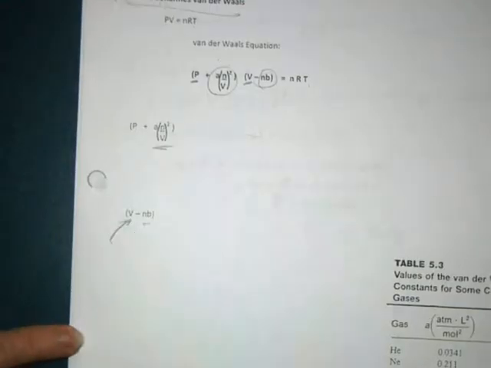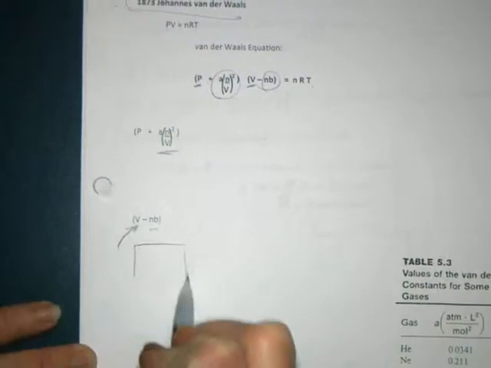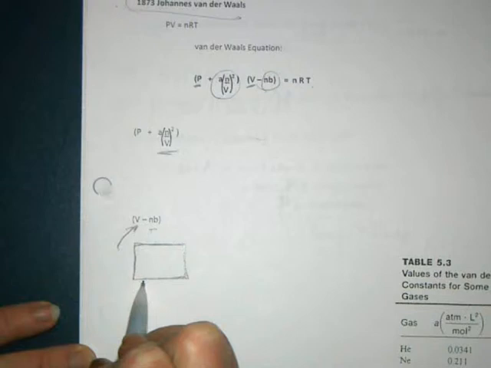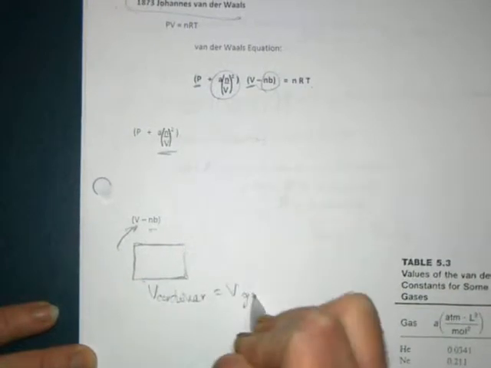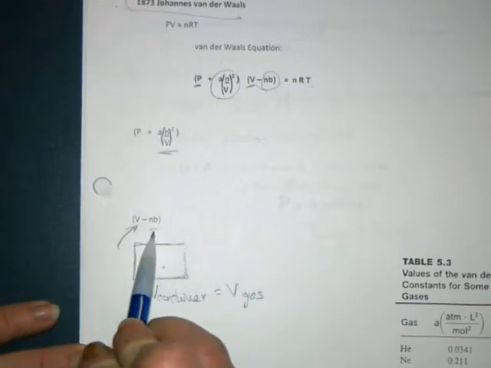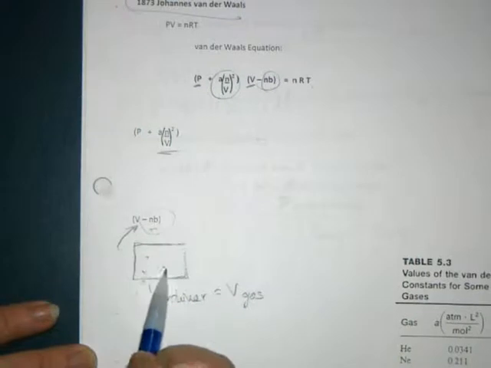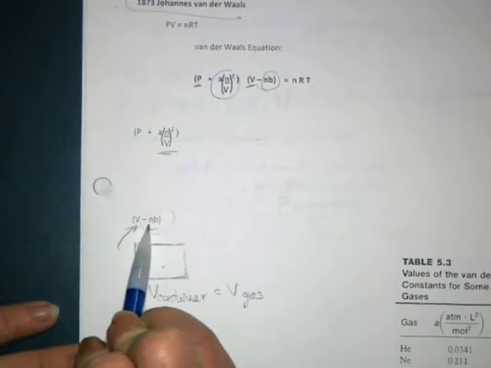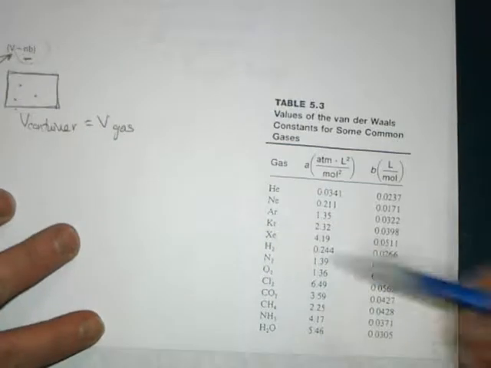When we insert into PV equals nRT the volume of our gas, we are really just accounting for the volume of the container. We are saying the volume of the container equals the volume of the gas. But that isn't true. That is ignoring the actual volume of the particles themselves. What van der Waals did was add this correction to account for the particle volume. n, remember, is moles, and b is a constant depending upon your gas.